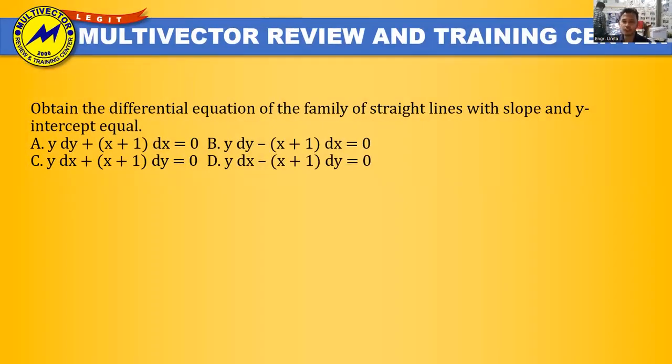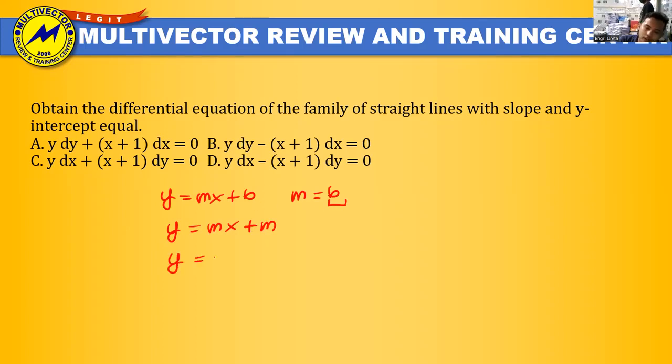Next question, obtain the differential equation of the family of straight lines with a slope and y-intercept which are equal. Okay? So our slope-intercept form, y is just equals to mx plus b. But sabi niya, yung slope daw natin equal sa ating intercept. Therefore our y is just equals to mx plus m. Kasi nga, yung y-intercept natin is equals to m. Factoring m out, m multiplied by x plus 1.